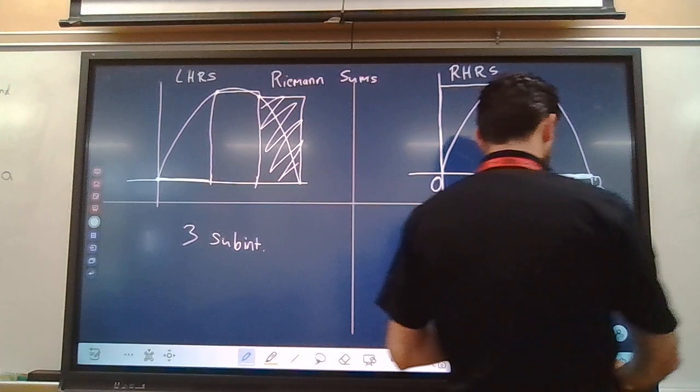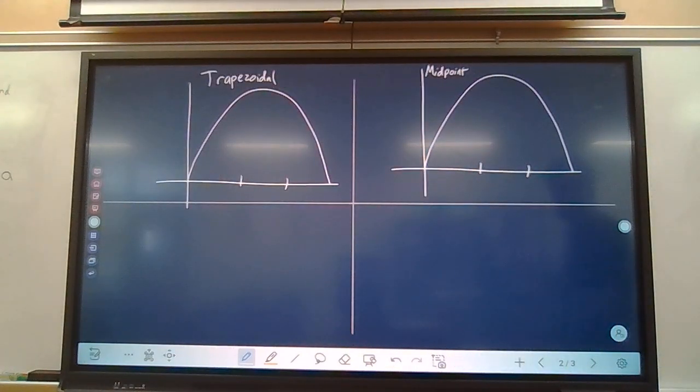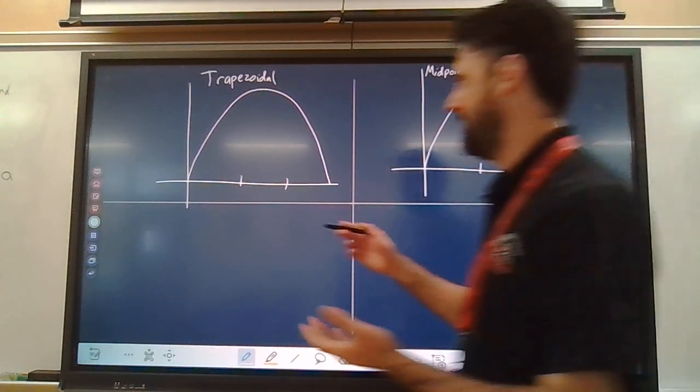All right, trapezoidal. So what a trapezoidal does is connect.